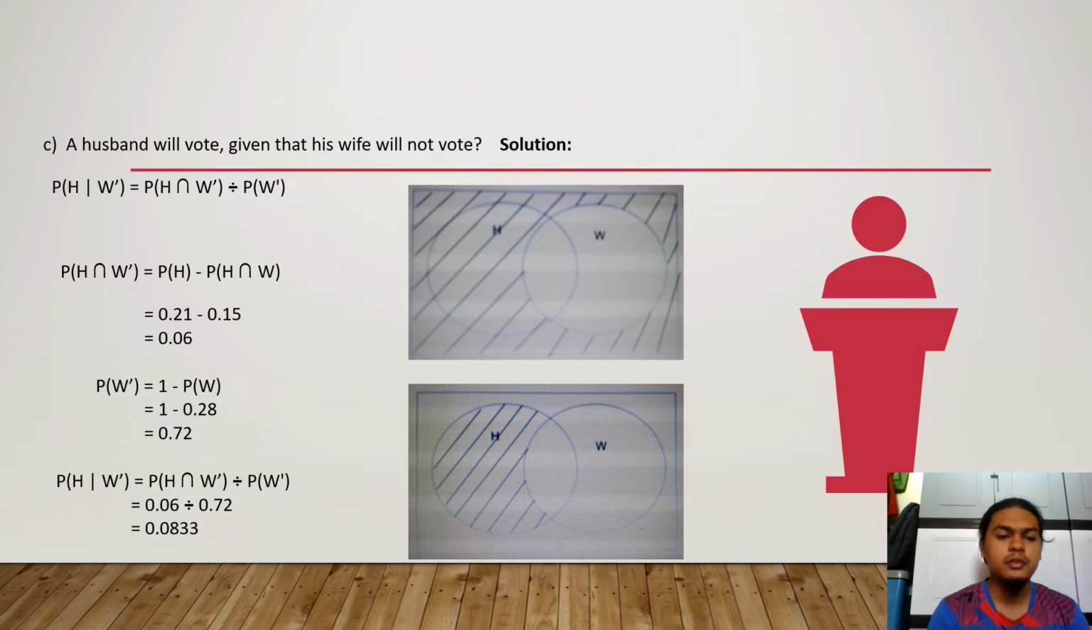Question C. What is the probability that a husband will vote given that his wife will not vote? So the solution for this question is, we need to find the probability of H given W prime.